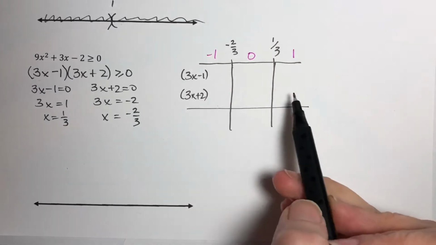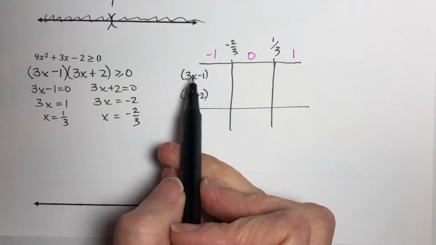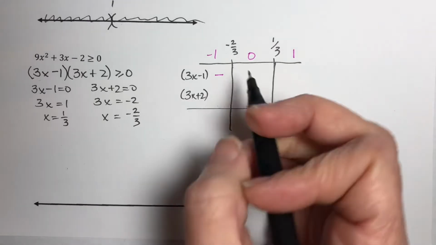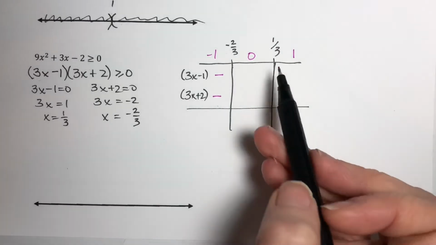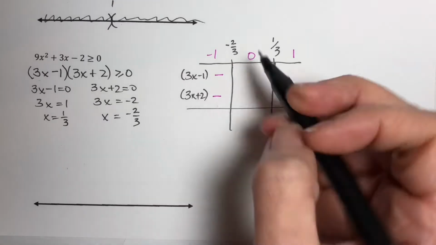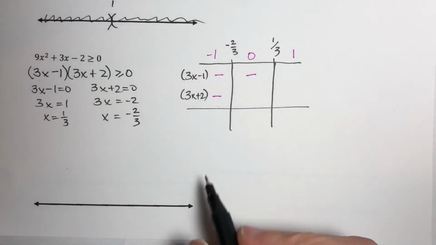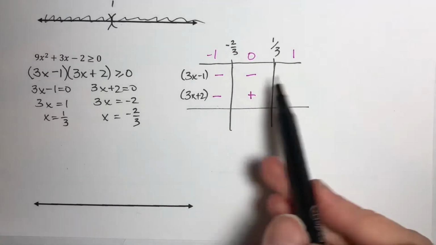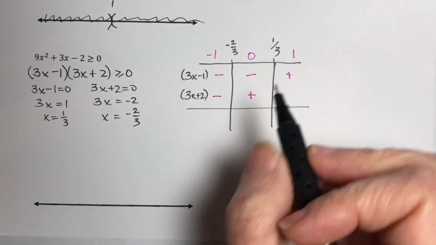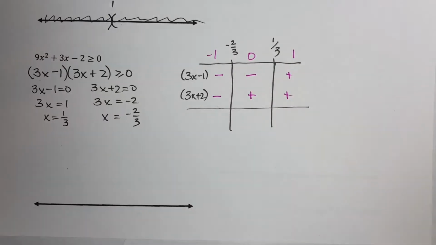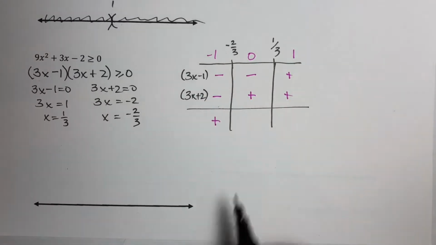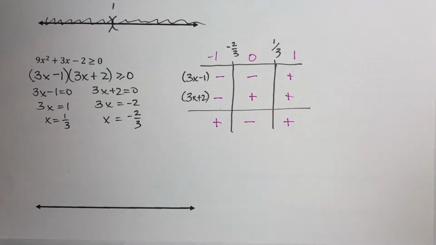Okay, now let's figure out the signs here. If I plug in negative 1 here, negative 3 minus 1, that's a negative number. Negative 3 plus 2 is negative. Plug in 0. 0 minus 1, that's negative. 0 plus 2 is positive. Plug in 1. 3 minus 1 is positive. 3 plus 2 is positive. All right. Negative times a negative, that's a positive. Negative times a positive is negative. 2 positives is positive.